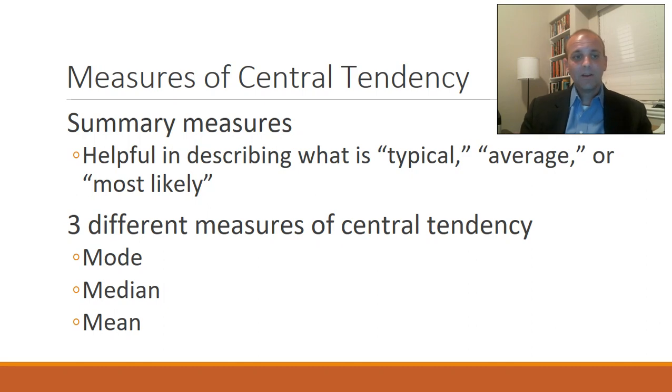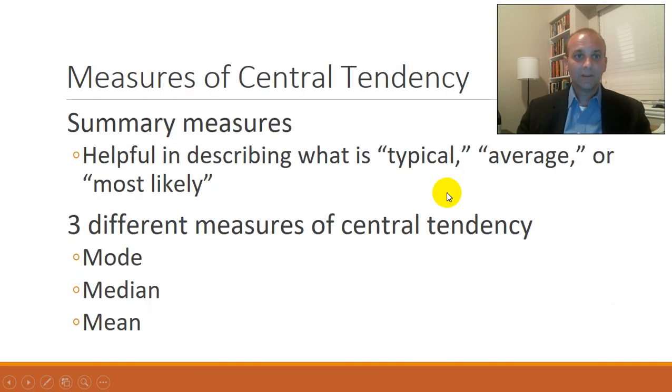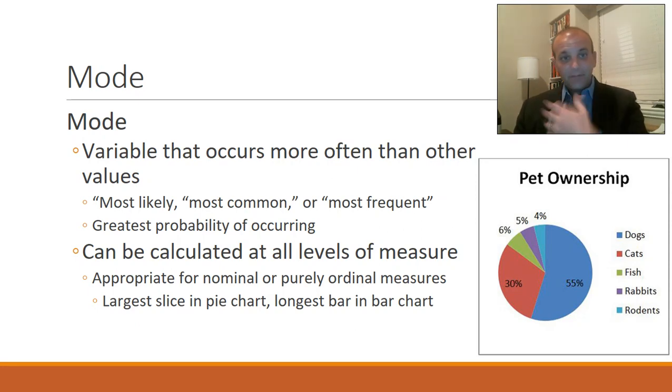But today we're going to talk about just the basic concepts of what the central tendencies are in general, how to get there, what they're useful for, and the three different measures. The mode is perhaps the most simplistic. It's the most common, most likely, most frequent. It's a value that occurs more often than other values.